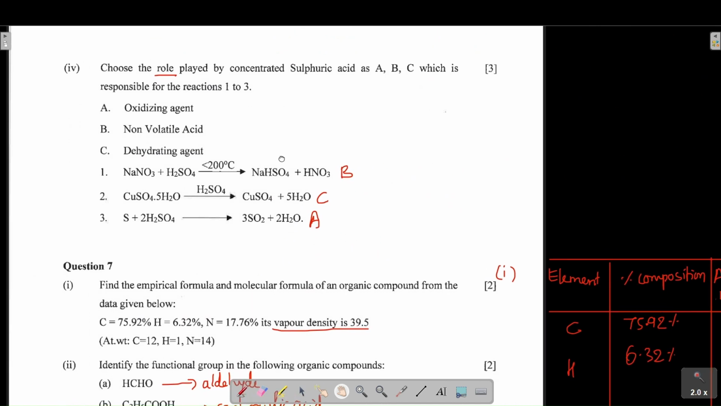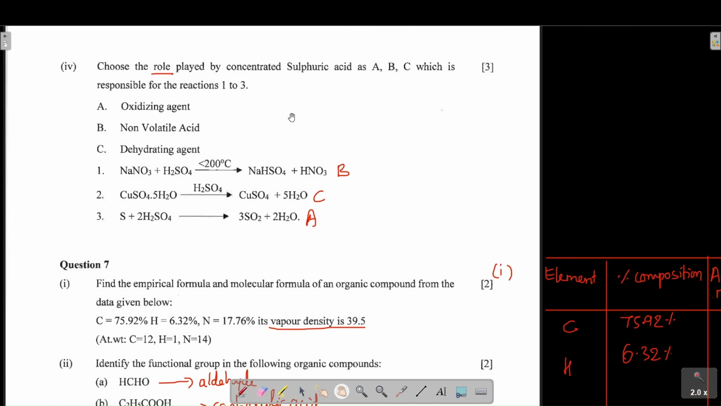Next, in that fourth, choose the role played by the concentrated sulfuric acid. A, B, C already given. So out of these three, you have to select for these particular reactions. If you check the preparation of HNO3 from sodium nitrate, it will be the non-volatile nature of concentrated sulfuric acid, B. Here if you observe copper sulfate pentahydrate, water has been removed. Water removal means dehydrating nature, so C. So obviously it should be A. What is this? Oxidation of sulfur.